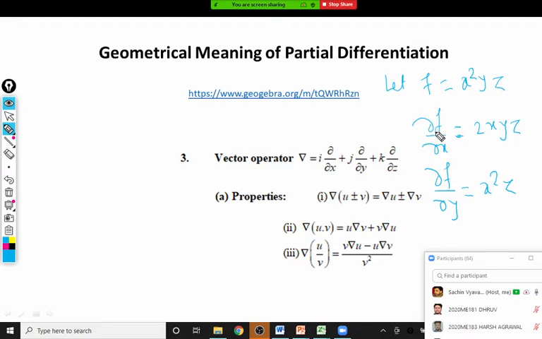So right now, these dou f by dou x and dou f by dou y are known as the differentiation of the function along the x-axis and along the y-axis. Okay, so we are differentiating that function. We are finding the rate of change of the function along the x-axis and the rate of change of the function along the y-axis. So we are differentiating these functions in some particular direction only. That is the partial differentiation.